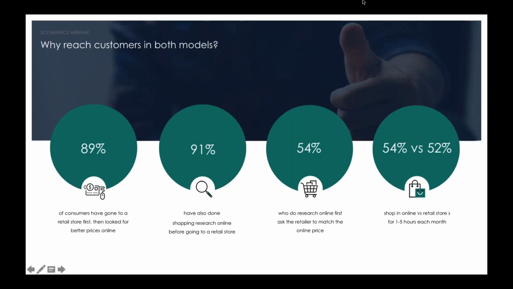So some more examples of why you'd want to reach both models. 89% of consumers go to the retail store first. If 89% of the customers are going to the retail store first, then that is a web rooming opportunity. If 91% have also done shopping research online before going, those ones tend to be more open to providing the ultimate seamless omni-channel, web rooming experience. 54% of those who do research online first ask the retailer to match the price. So that is an example of upping your showrooming game.